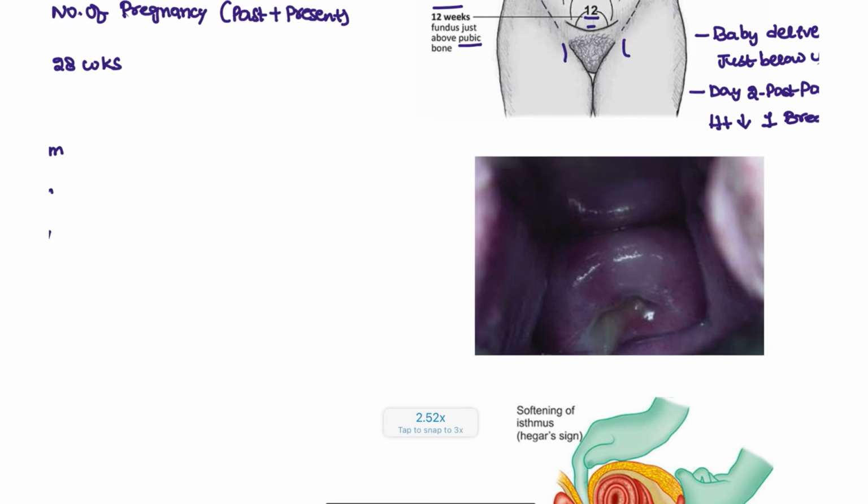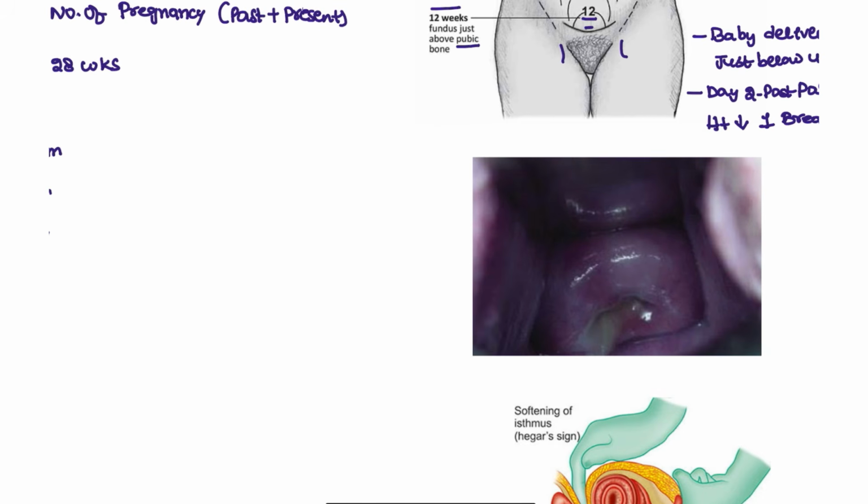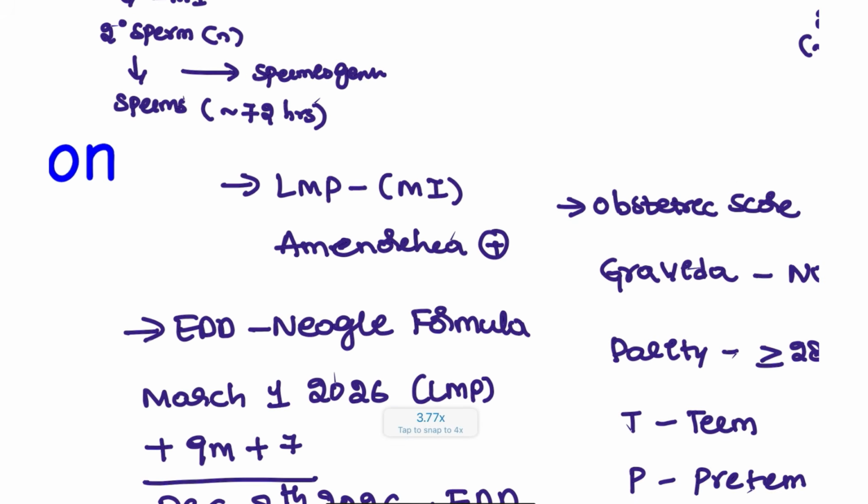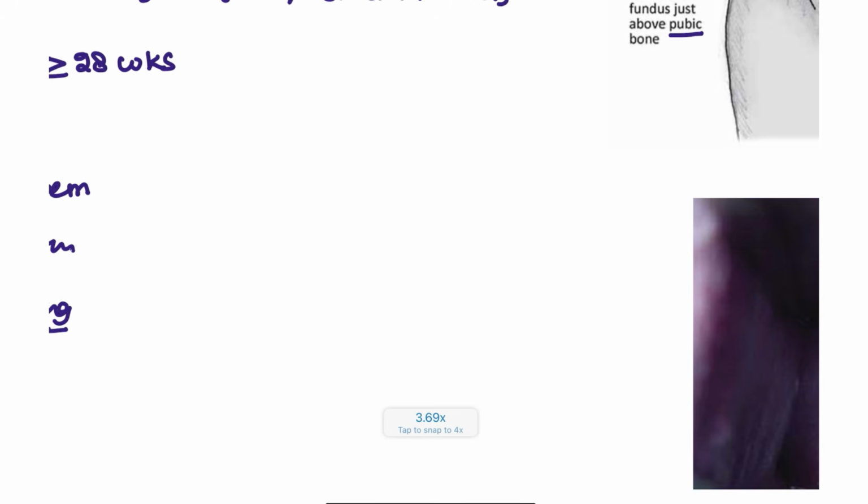Next, there will be some presumptive signs. If the patient tells us that she is having amenorrhea, this is a presumptive sign that the patient explains to us. And some of the other signs: the patient feels quickening, nausea, vomiting, fatigue. All the signs that the patient is feeling are considered presumptive signs. Next, what are the probable signs? The probable signs, this is a recent INICET question. These are the signs that we feel in the patients.